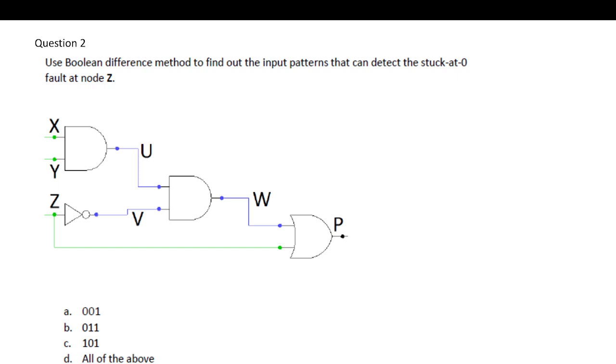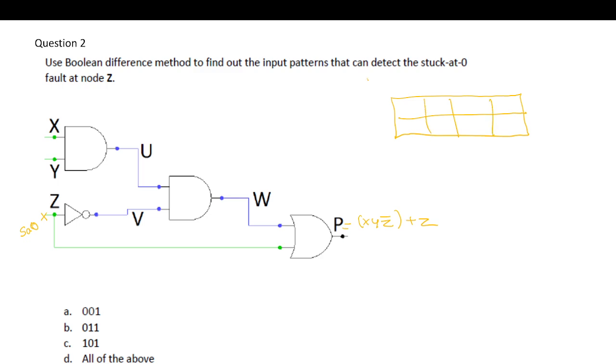So the next question: use the Boolean difference method to find the input pattern that can detect the stuck at 0 fault at input Z. So this node is stuck at 0, and we have to use the Boolean difference based method. So first let's see what is the value of P. P is XY Z bar plus Z. Can you simplify this expression?